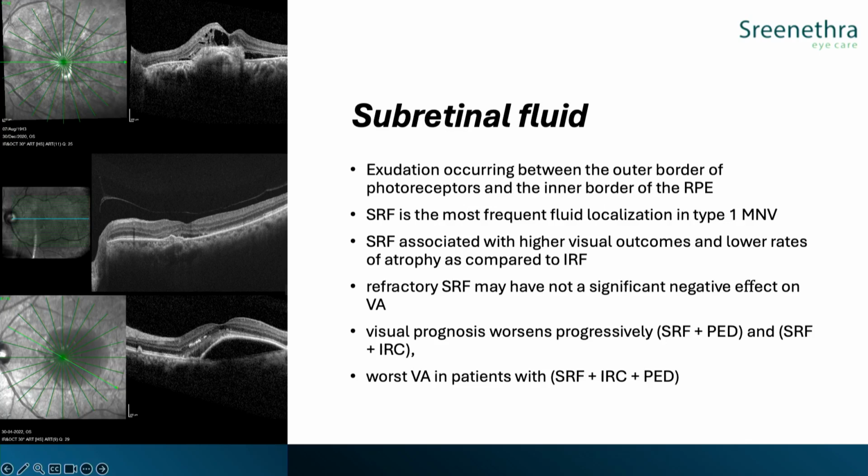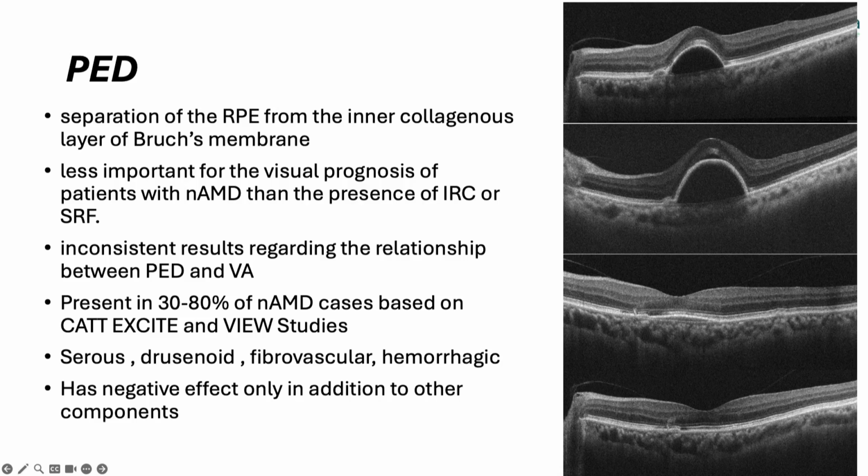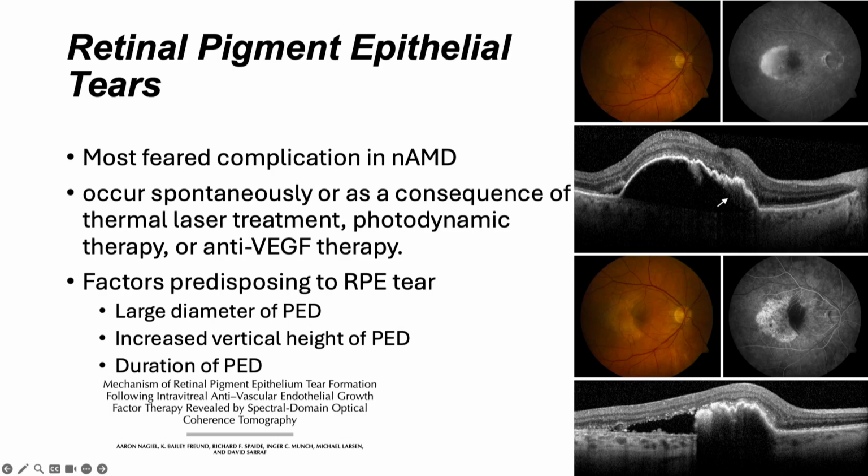It's the most frequent fluid localization that you see in type 1 MNV, and refractory SRF may not have a negative effect as we saw in the FLUID trial. PED is the separation of the RPE from the inner collagenous layer of the Bruch's membrane, and is less important for the visual prognosis. You could have a serous, drusenoid, fibrovascular, or a hemorrhagic PED.